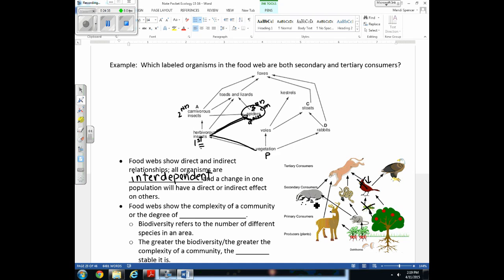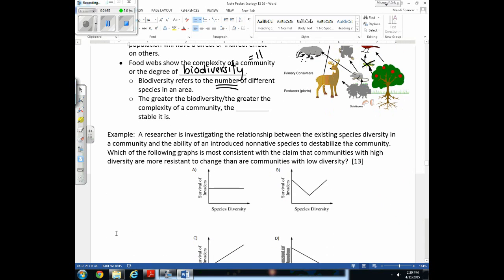These food webs also show the complexity of ecosystems, or the degree of biodiversity. Biodiversity just refers to the number of organisms in an area. And if you count up the organisms in that area, then you would see that there's 11. Now, in ecosystems, we actually want more biodiversity. The greater the biodiversity or the more complex that community, the more stable it is. And that's usually due to the fact that if there are more organisms, then there are more food sources for organisms. So if something happens to one food source, then they can prey more on their other food source.